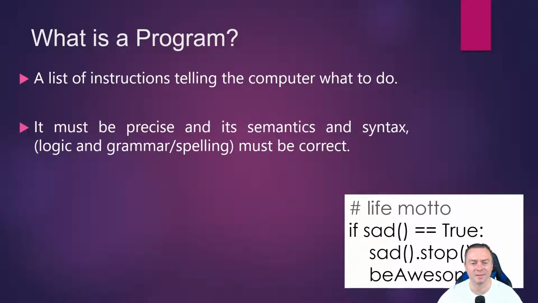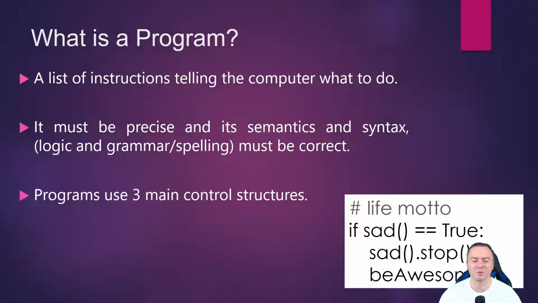It must be precise, and its semantics and syntax must be correct. Semantics and syntax just mean the logic and then the grammar or spelling of the program. You want to make sure that what you're telling it to do is correct, and also that the punctuation is correct. Unlike English, where if you forget a full stop or a comma, the teacher can read through your assignment and still understand what it means and still give you an A, with a program, if you miss one semicolon or a full stop or a particular word, the whole program will break. It's really important that we have this level of precision so that the program doesn't fall over.